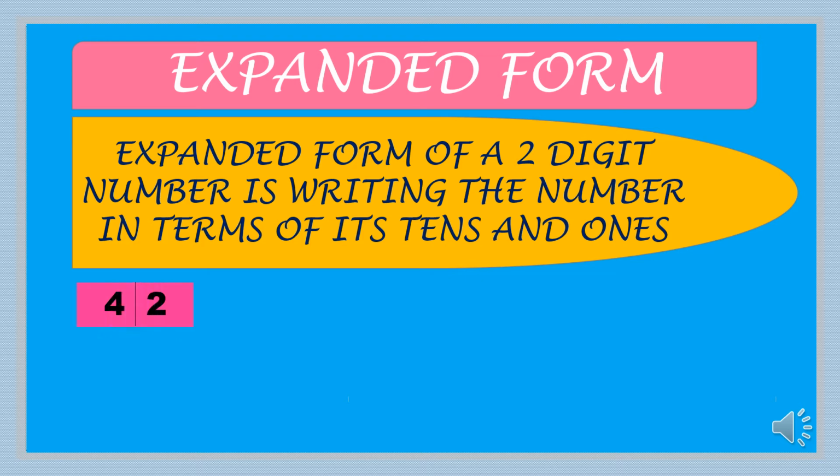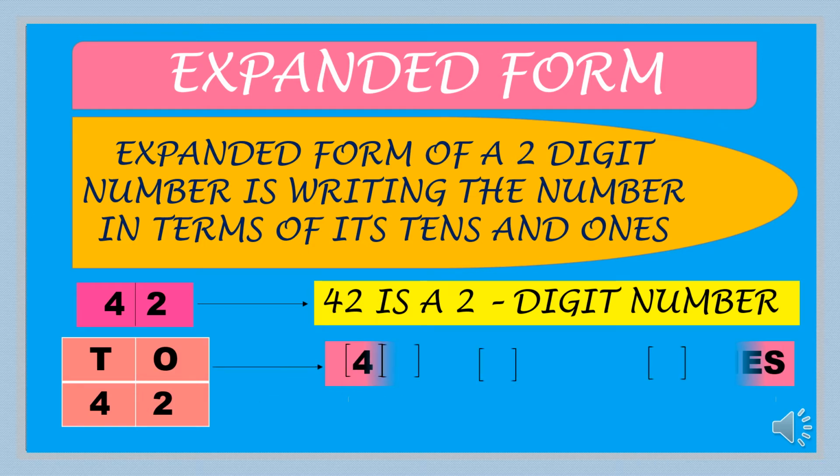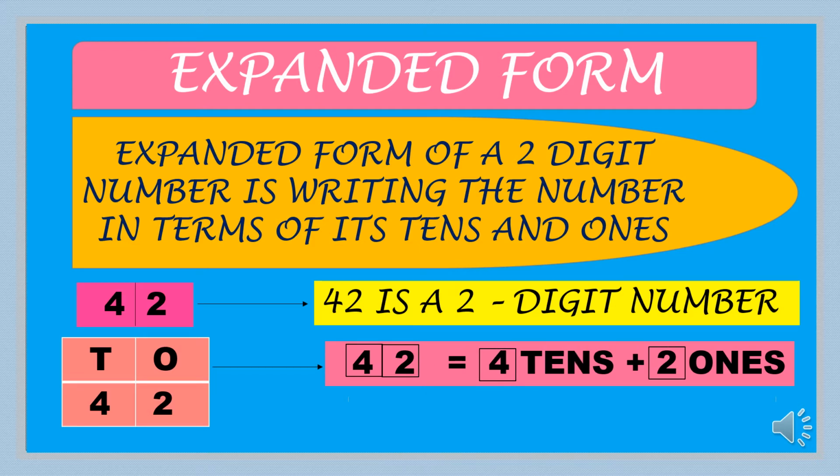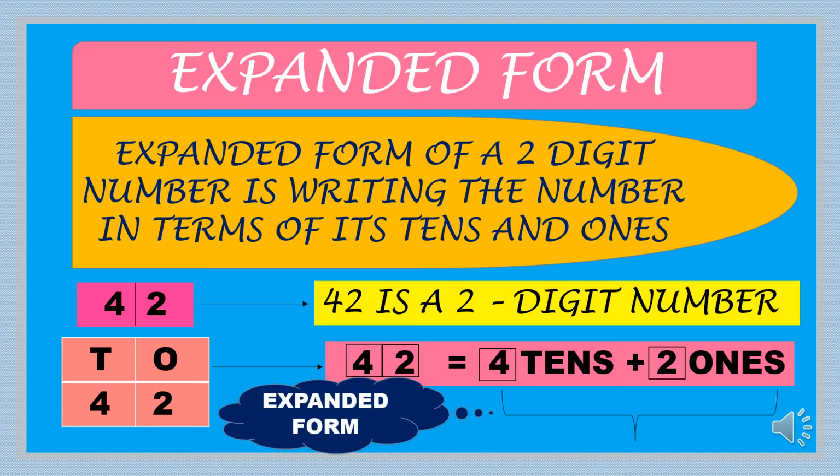So let's take another example. If we take the number 42, how many tens and how many ones are there in this number? Yes, 42 is a two-digit number. There are two digits, 4 and 2, and if we write it in their respective columns, tens and ones, 4 will come under tens column and 2 under ones column. It has 4 tens and 2 ones. Writing number 42 in this way, 4 tens and 2 ones, is called its expanded form.